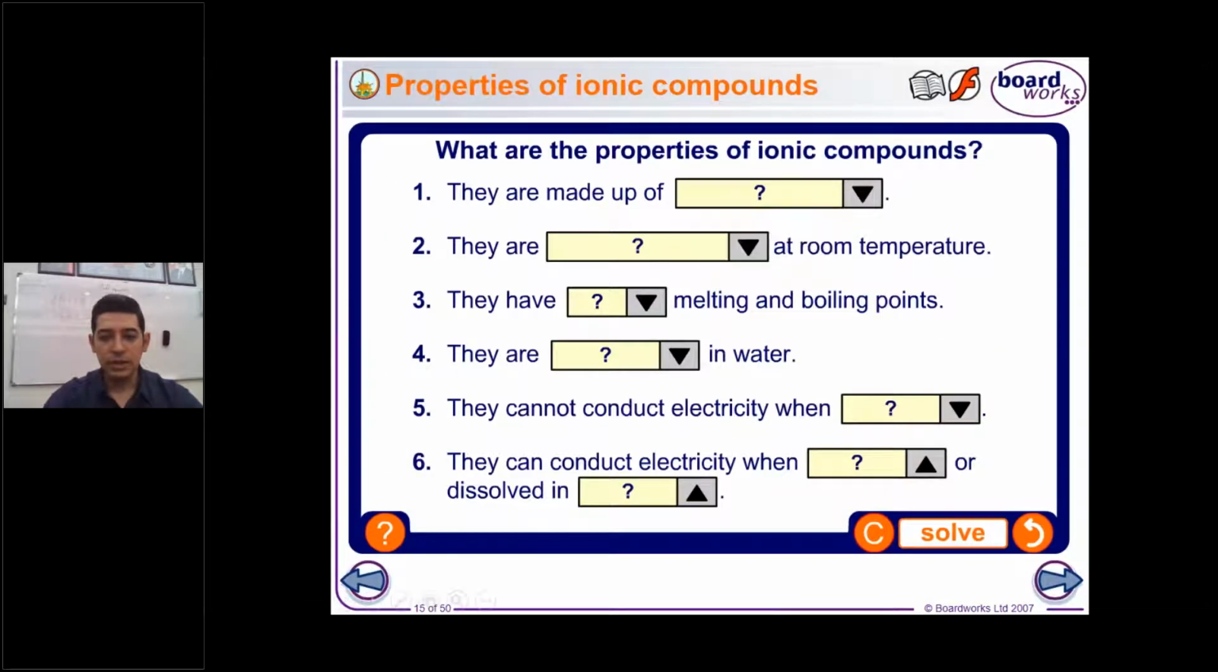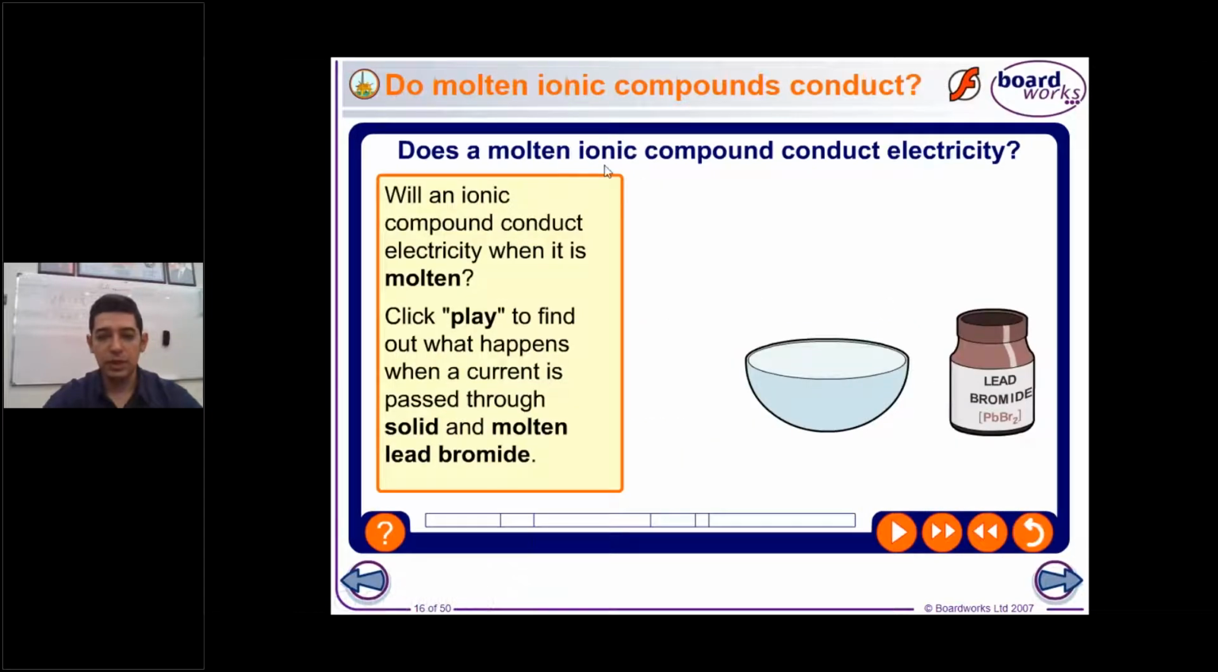Again, they are made of ionic lattice. They are solid at room temperature. They have high melting and boiling points. They are soluble in water. They conduct electricity when they are molten liquid. You can do these questions at home.